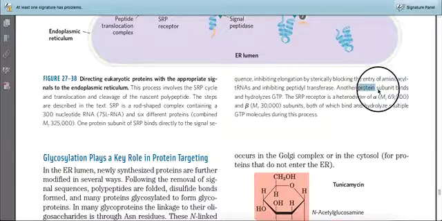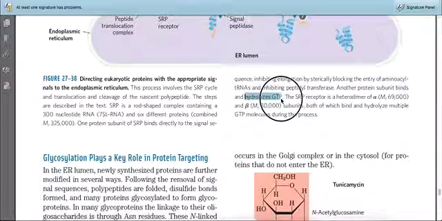And another protein subunit of the SRP binds and hydrolyzes GTP, meaning it has GTPase activity. And the SRP receptor, as I told you in the last lecture, is a heterodimer made up of alpha and beta subunits, both of which bind and hydrolyze multiple GTP molecules during this process. That means this process is highly energy driven and requires GTP.